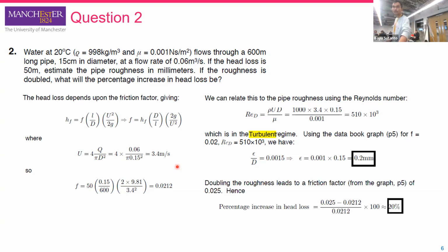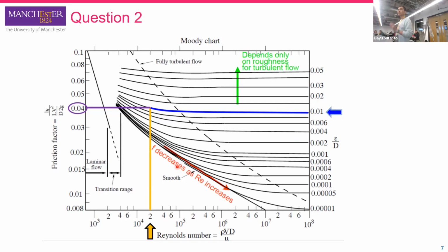Sorry, I will show you to ensure that you understand. In this case, we have information on how to read the Moody chart. This is taken from your slides. So ignore the purple, blue, and orange signs. Previously, we already defined that the Reynolds number is 5.1 times 10 to the 5. So this is the Reynolds number line. And next, we also know the friction factor is 0.0212. So this is the friction factor.